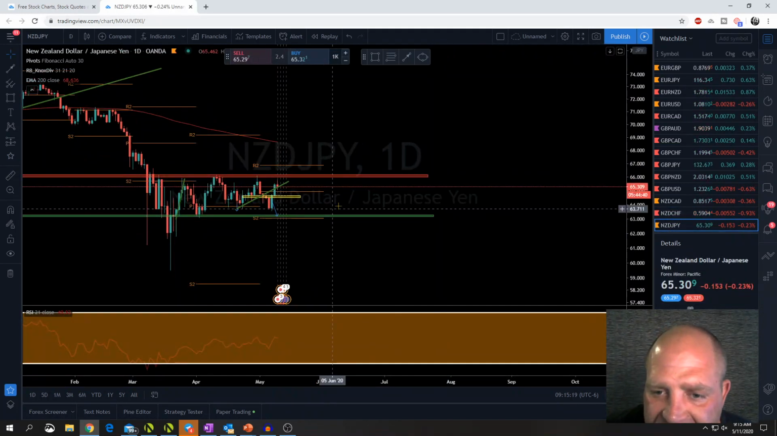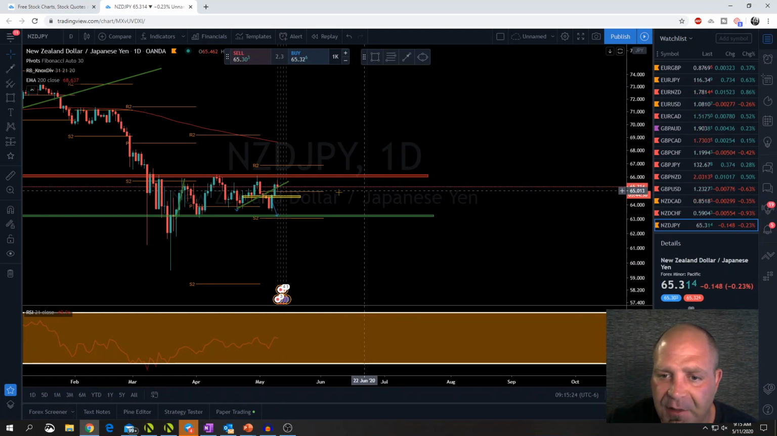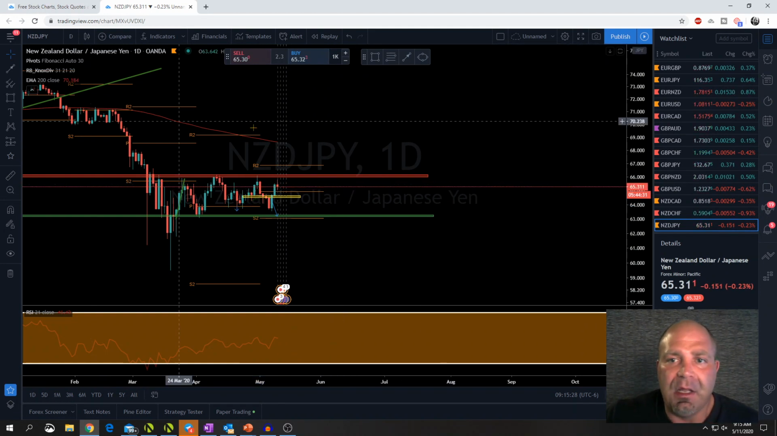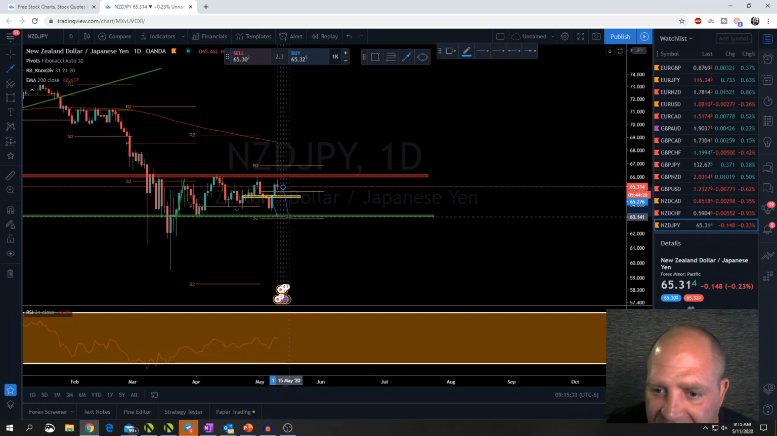drop. Same thing, NZD JPY, double top. It's not as far in the process, but it is breaking that trend line. Man, lots of good trades today.